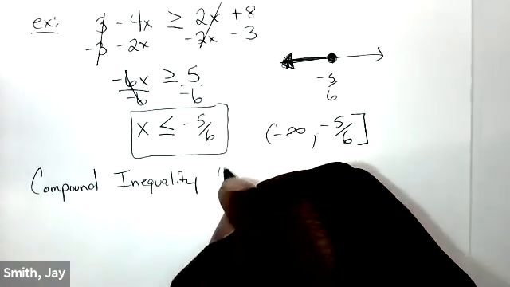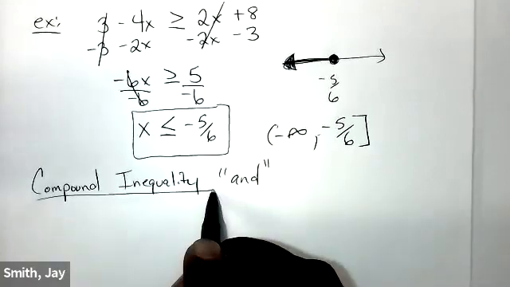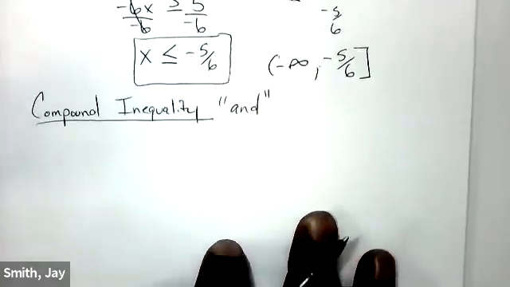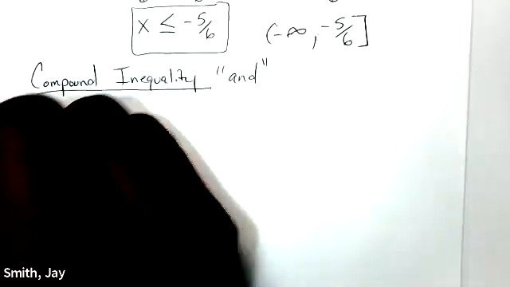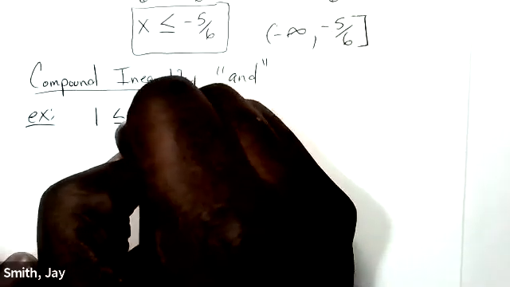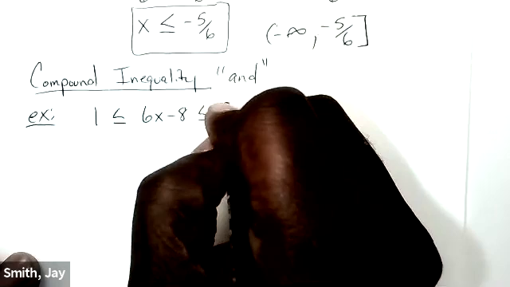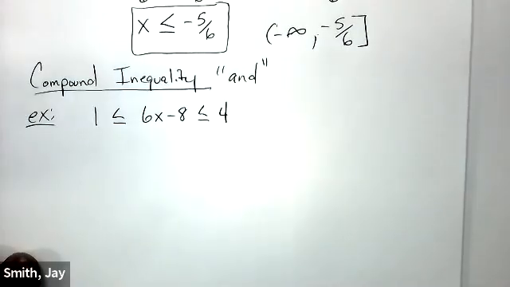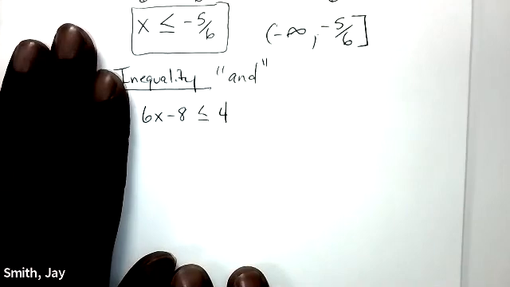I refer to these problems as "and" problems. Another way of thinking of this is a three-sided inequality. An example of this: the inequality 1 is less than or equal to 6x minus 8, which is less than or equal to positive 4. With this "and" compound inequality, what I like to do is refer it back to a regular inequality.